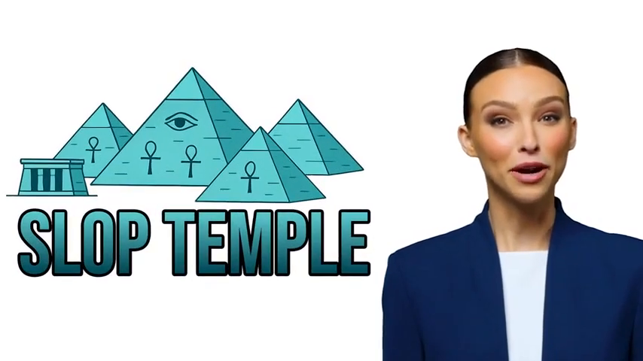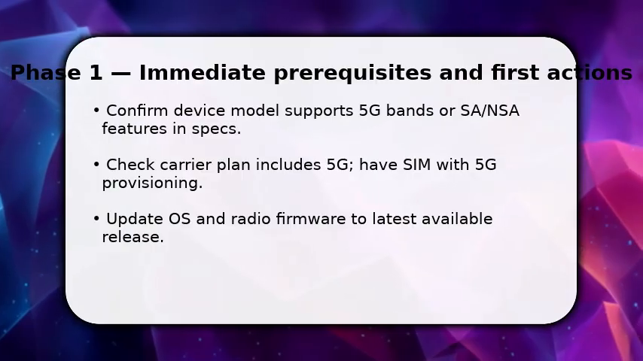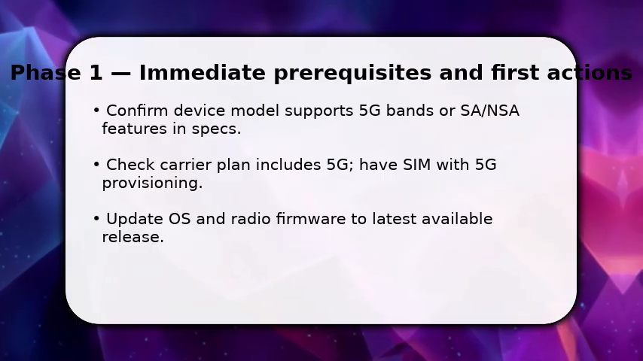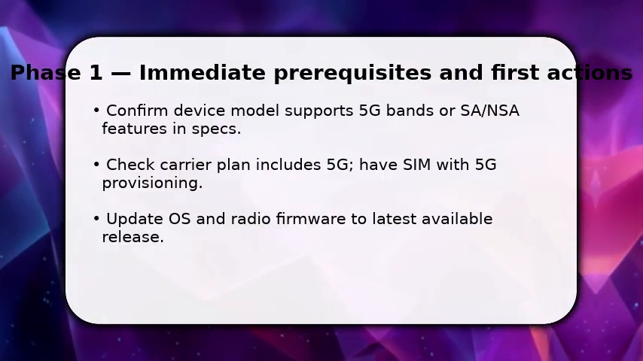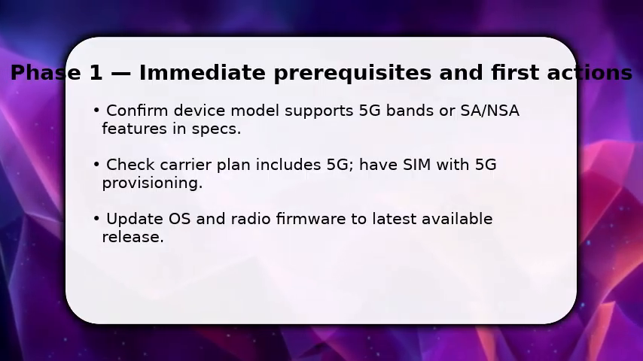We pray this video helps. You start by verifying hardware and carrier readiness. Check your phone model now. If it lacks 5G radio, you cannot proceed. Once confirmed, verify your plan includes 5G and that your SIM is provisioned for 5G access.